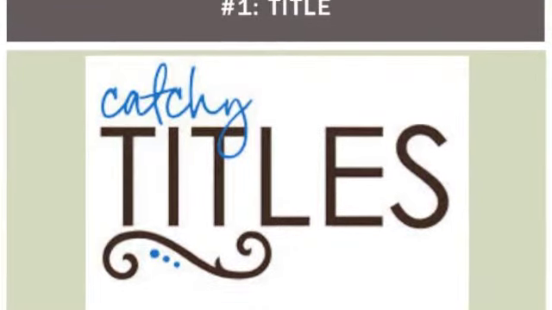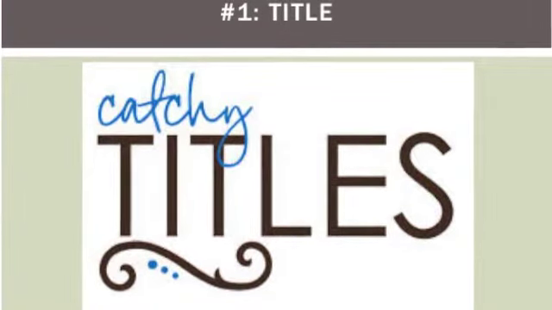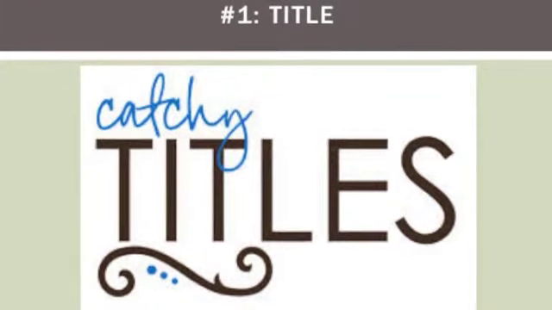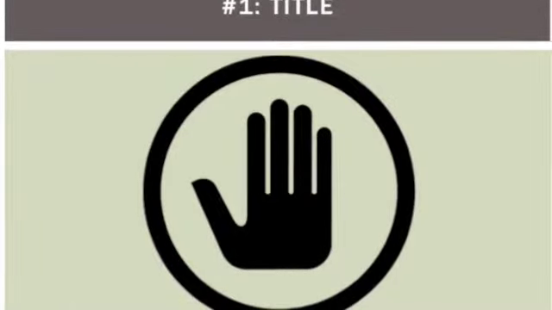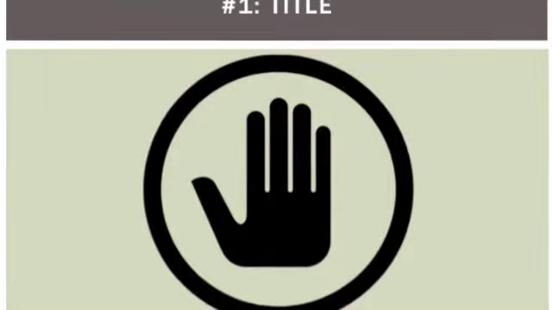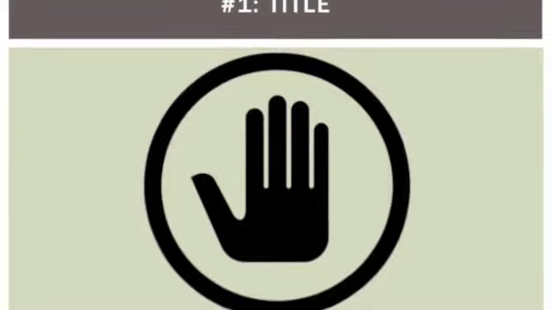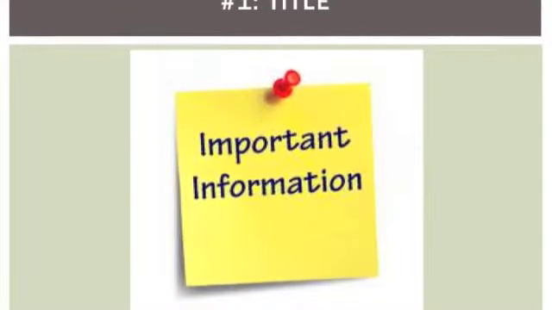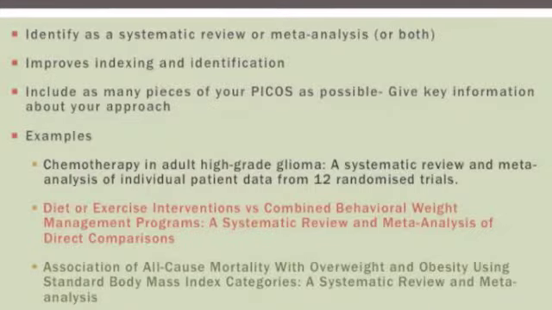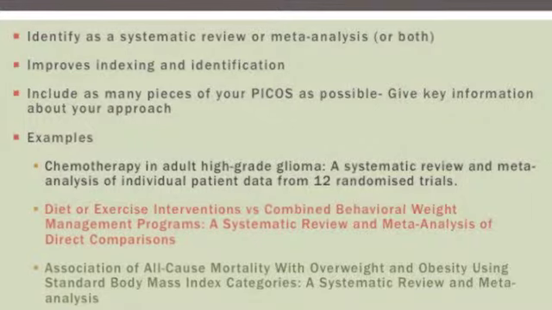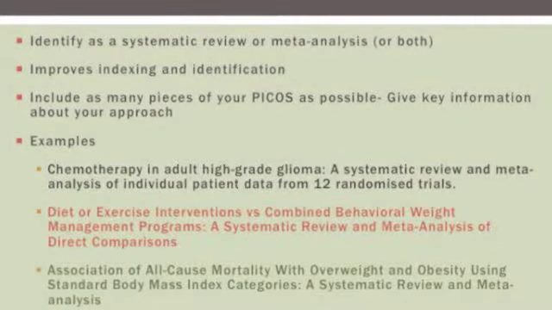So let's start with item number 1, titles. Catchy titles. One may often think that one wants a catchy title to draw the reader in. However, this is not the case for systematic review or meta-analysis. So stop before you get to some great catchy title for your review. Instead, you want your title to convey important information for the reader. Instead, you want your title to identify your piece as a systematic review or meta-analysis or both.